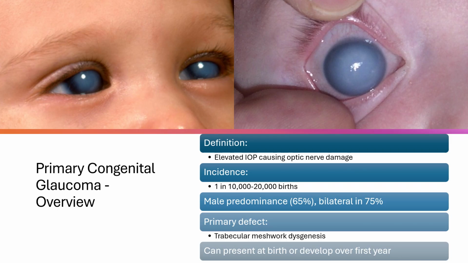While the incidence seems low, the bilateral nature and male predominance help identify at-risk infants. Any infant with unexplained tearing, light sensitivity, or corneal enlargement needs immediate evaluation. The window for preserving vision narrows quickly as pressure damages the developing optic nerve.